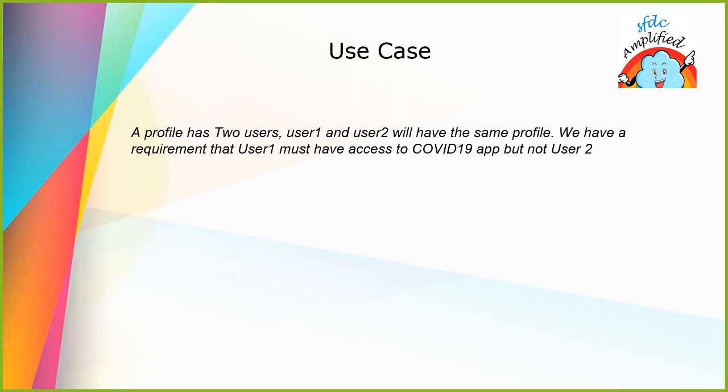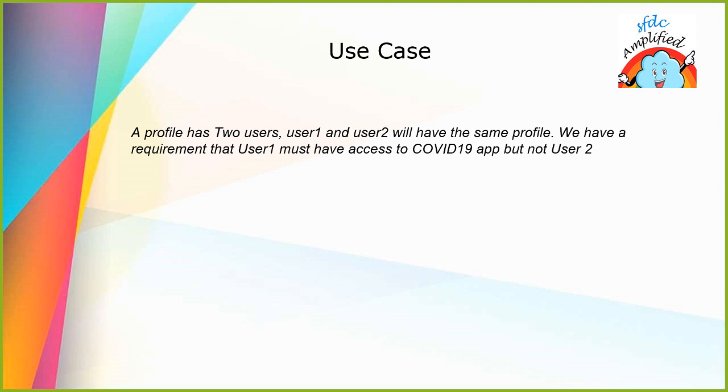So now I have a situation that a profile has two users, user one and user two. And we have a requirement that user one must have access to the COVID-19 app, but not user two. So how will it work? One profile can have multiple users. For example, there's one hospital and it has many staff members, and all have read access to a particular object, the COVID-19 object, but only the head staff is able to create and edit also.